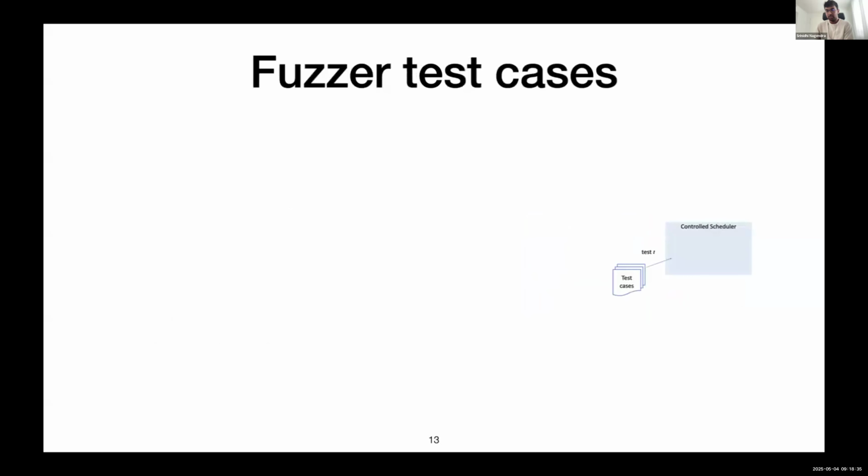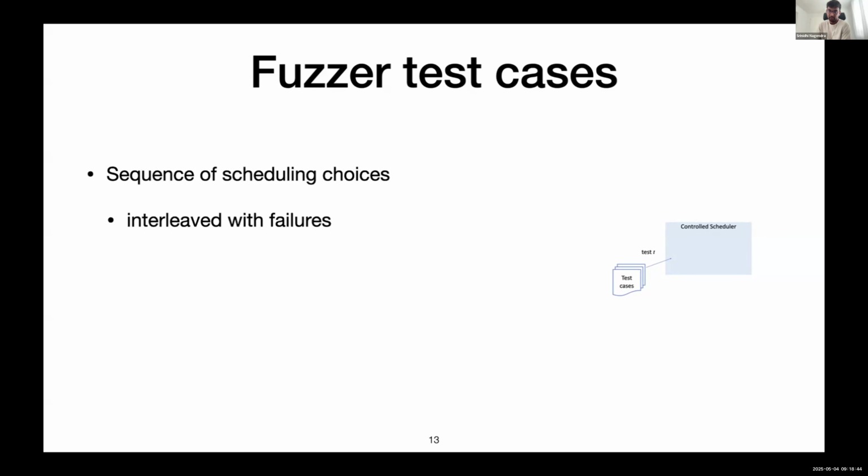First is, as I said earlier, what is a test case? It's not clear for distributed programs what a test case is. So we define our test case as an input to the program. These two terms mean the same for this talk. It's a sequence of scheduling choices, and we interleave it with failures. I'm going to explain what I mean.